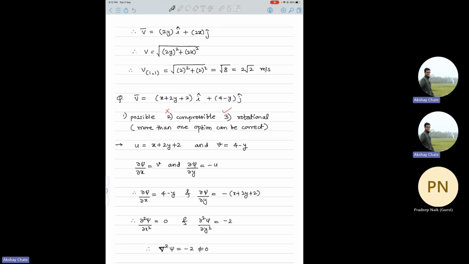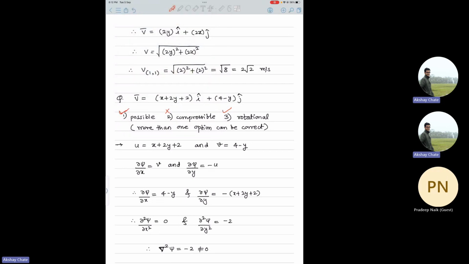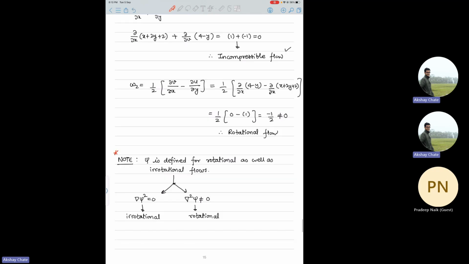And yeah, since it satisfies this, now I just want to verify whether it's a possible flow or not. So can there be an incompressible rotational flow? Yeah, it can be there, right? In case of boundary layer, it is incompressible but rotational. So such flow is possible. So the first option is also possible. So like that we have to see.